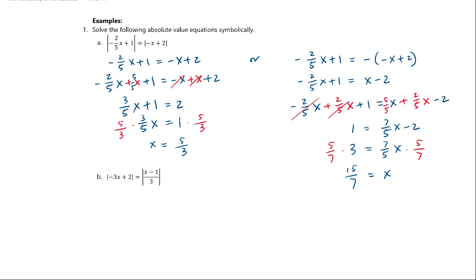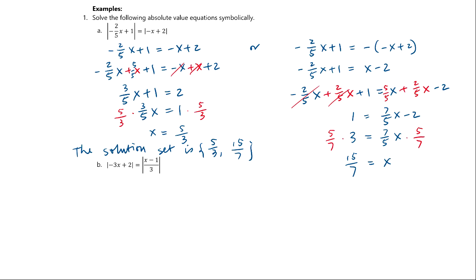And as a conclusion, we can say the solution set is 5/3, 15 over 7. And that's how we solve this type of problem. Let's take a look at another example just so we have a full understanding on what exactly are the steps.